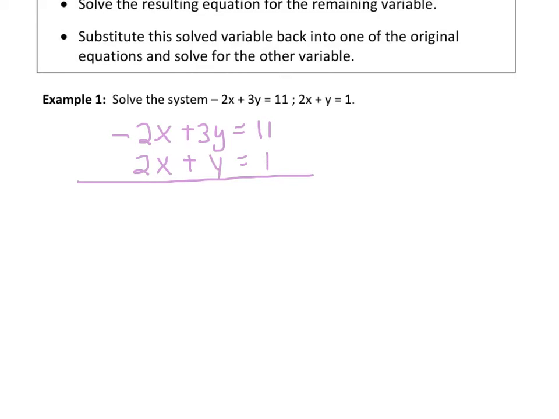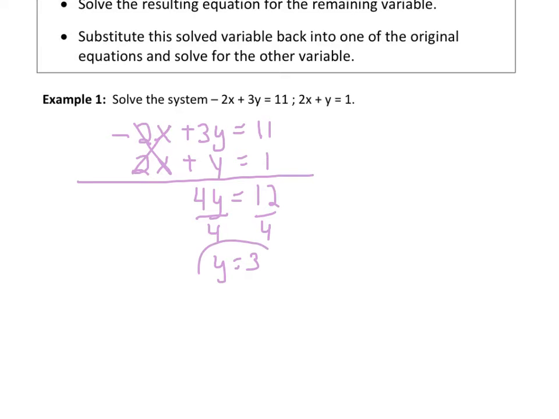So now all I have to do is add these equations together. I'm going to add the negative 2x plus the positive 2x, and when I do that, it cancels because a negative 2 plus a positive 2 makes 0. Then I add the y's together. I have 3y plus 1y, that makes 4y. And then I add 11 and 1, that makes 12. Then I can solve for y, and I see that y is going to be equal to 3.